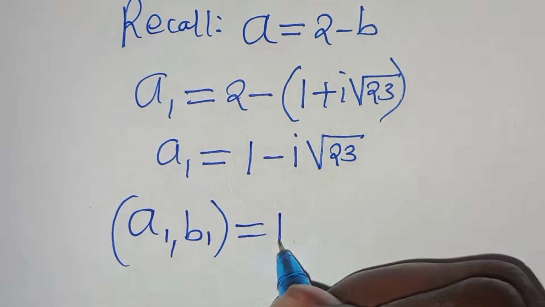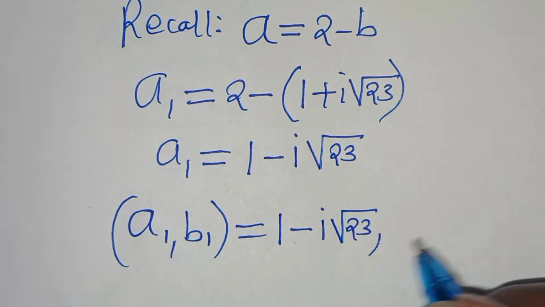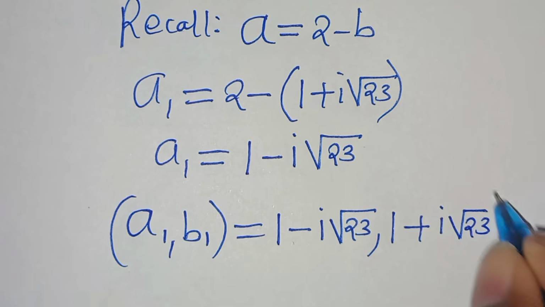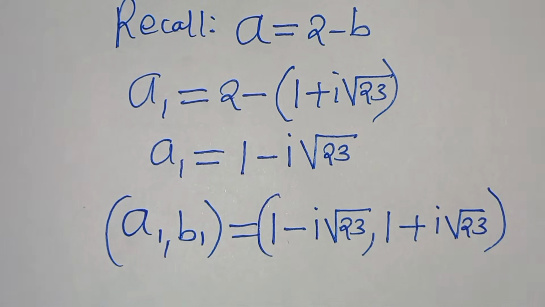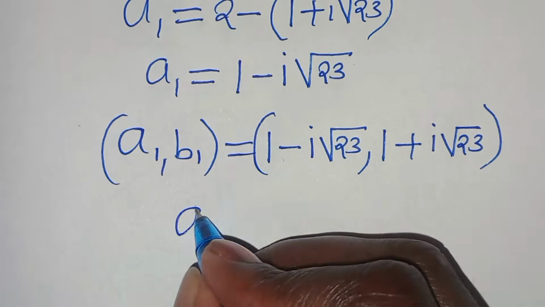This is equal to 1 minus i square root of 23. Then we have 1 plus i square root of 23. So this is the first set of solution that we have. Let's proceed to solve for a2.